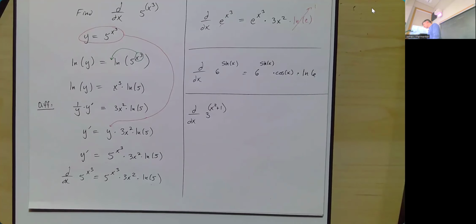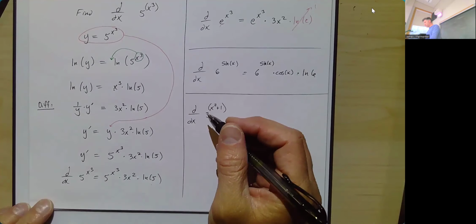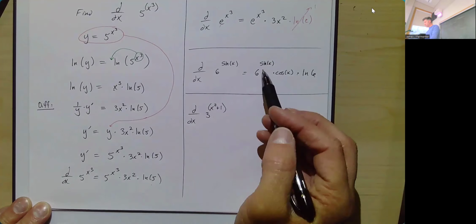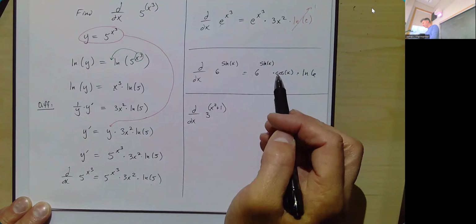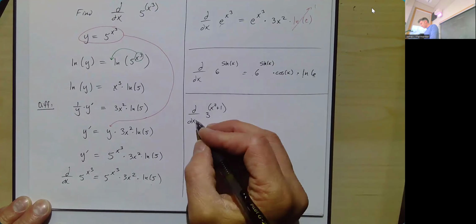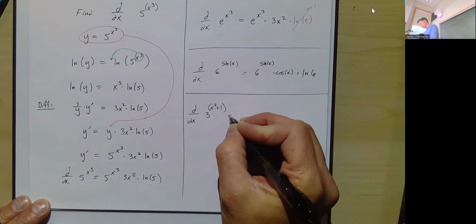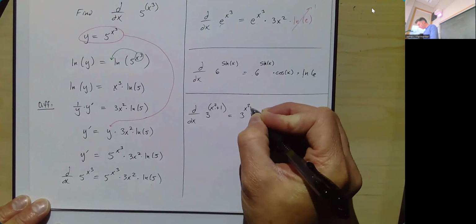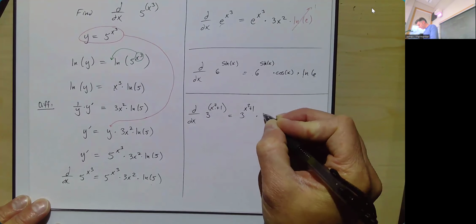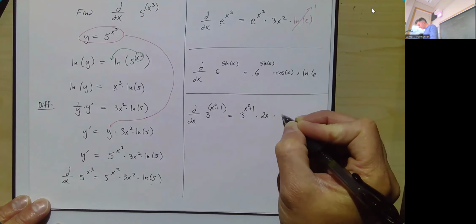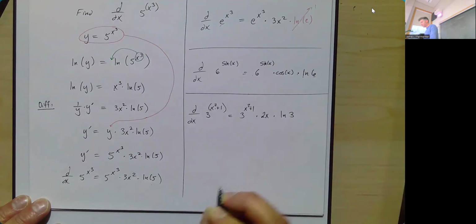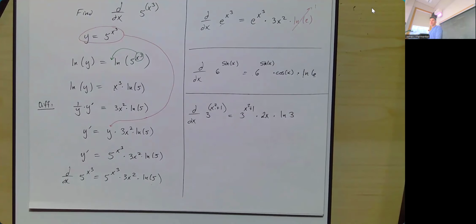Okay. Here's what I hope you're getting. Just like the derivative of 6 to the stuff was 6 to the stuff times the derivative of the stuff times the natural log of 6, the derivative of 3 to the stuff is going to be 3 to the stuff times the derivative of the stuff times the natural log of my base. And that's the whole story.